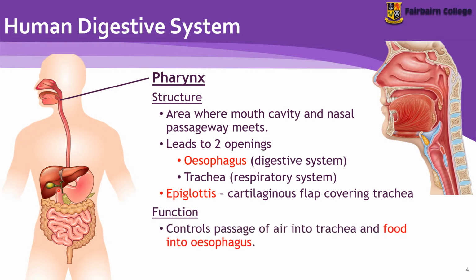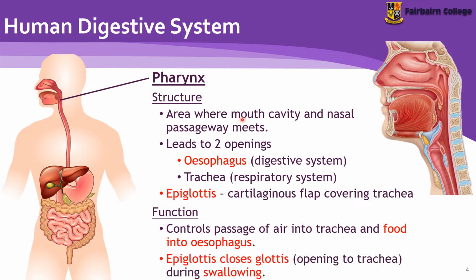So the function of the pharynx is to control the passage of air into the trachea, and then importantly for the digestive system, to control the food going into the esophagus. The epiglottis, as mentioned, closes the opening to the trachea, called the glottis, during swallowing to prevent food from going down the trachea.